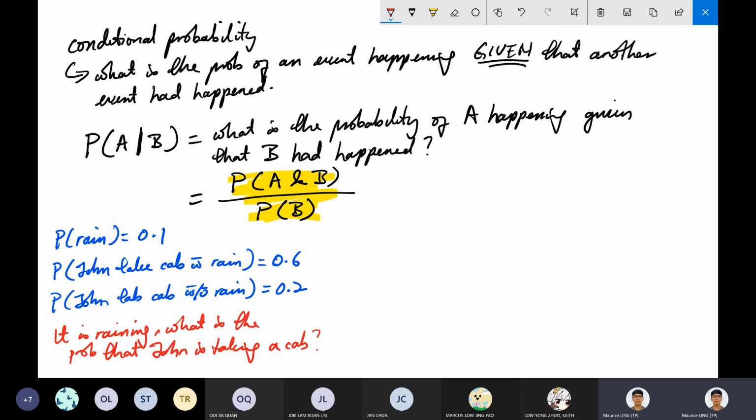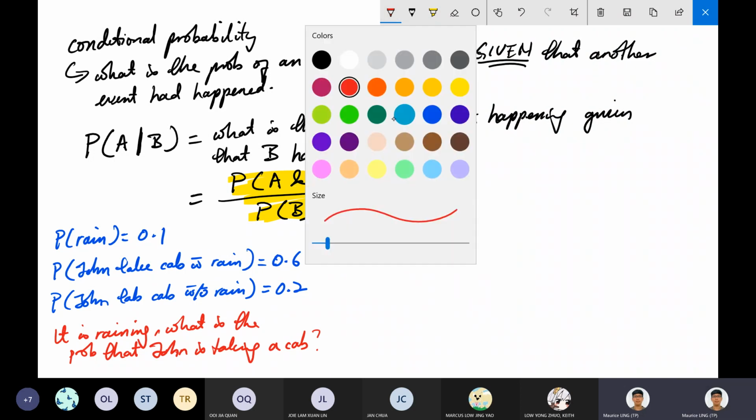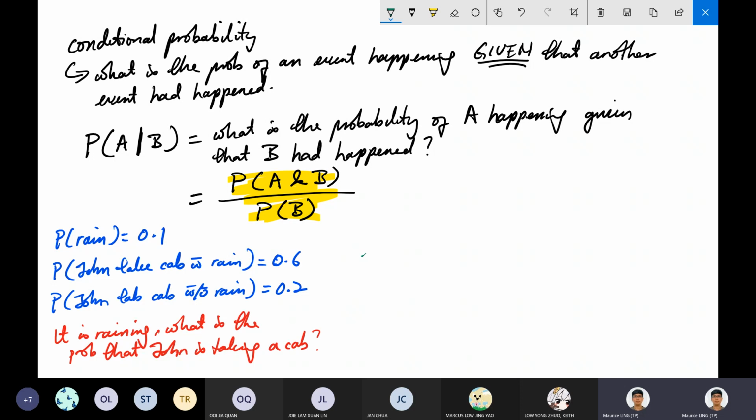So how do you actually do this? Number one is draw the tree diagram. Okay. So how do you draw a tree diagram? First, you decide rain or no rain. So the probability of raining is what? 10%, right? 0.1. The probability of not raining, 0.9. Okay. Because these two have to add up to 1. Then after that, for rain, you split into cab, no cab.